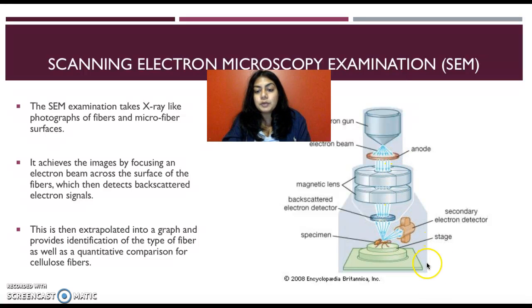This then is extrapolated into a graph once the results are combined, and it provides identification of the type of fiber that has been used on the stage. You can analyze the type of fiber being used by the quantitative comparison of cellulose fibers.